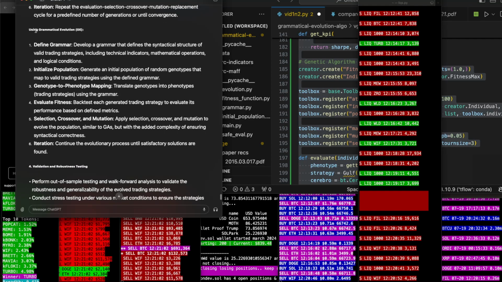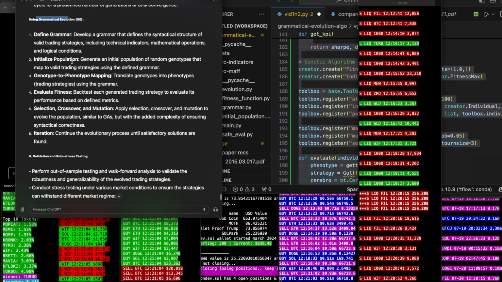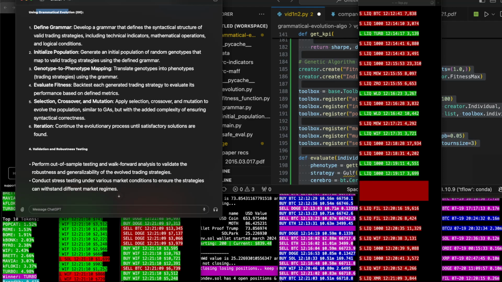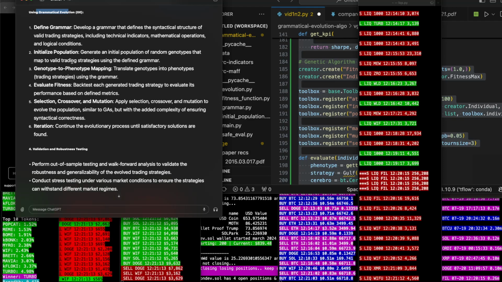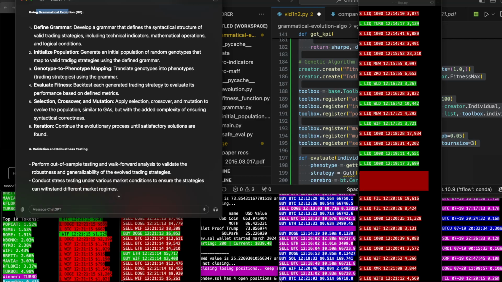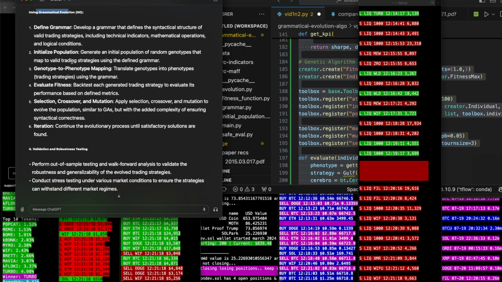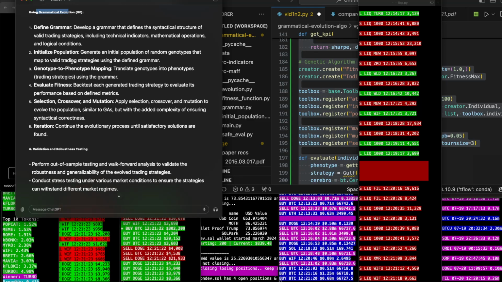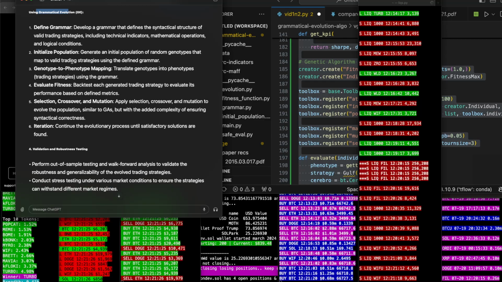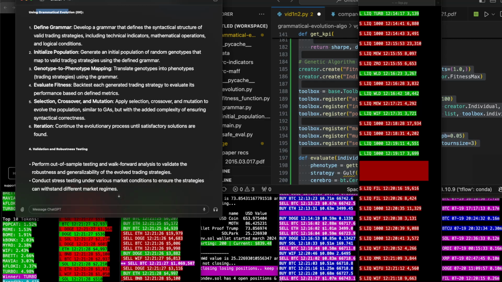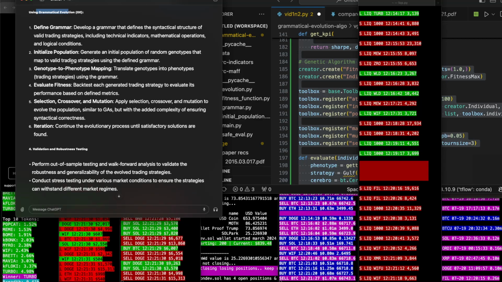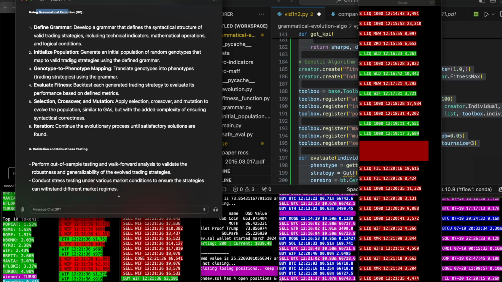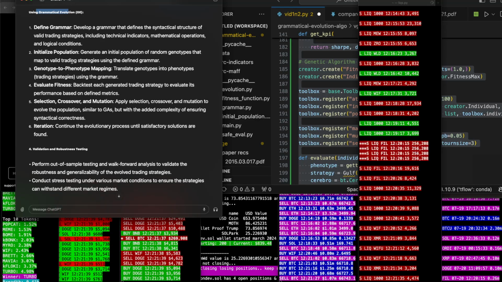So using grammatical evolution, define grammar. Develop a grammar that defines the syntactical structure of valid trading strategies, including technical indicators, mathematical operations, and logical conditions. Initialize population. Generate an initial population of random genotypes that map to valid trading strategies using the defined grammar. Genotype to phenotype mapping. Translate genotypes into phenotypes, trading strategies, using the grammar. Evaluate fitness. Backtest the generated strategies to evaluate performance based on defined metrics.